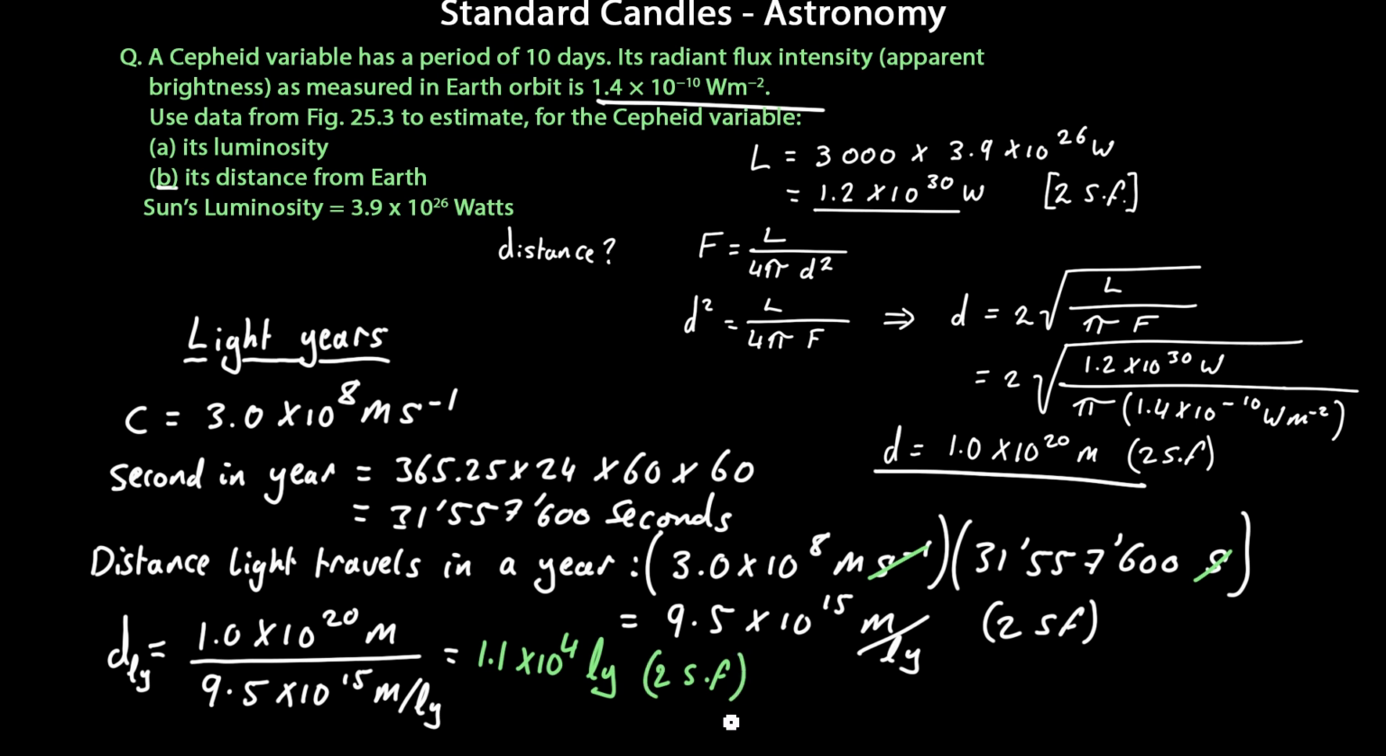So to give a little bit of meaning to this distance, 11,000 light years is halfway between where the sun is in our Milky Way galaxy to the center of our galaxy. And our Milky Way galaxy is about 100,000 light years across.